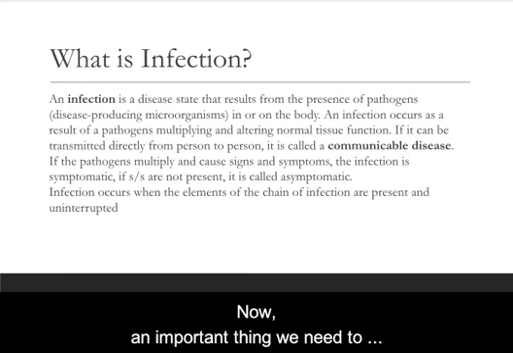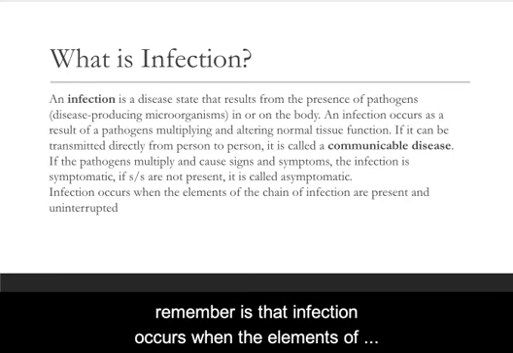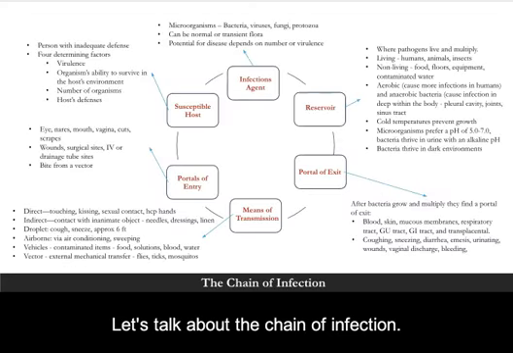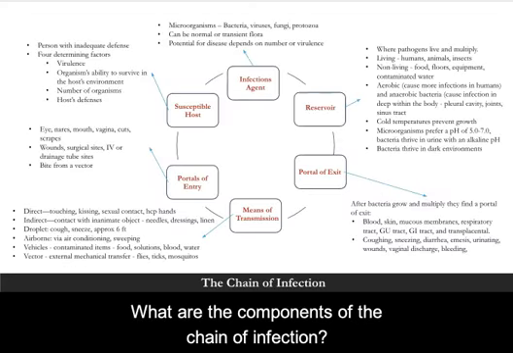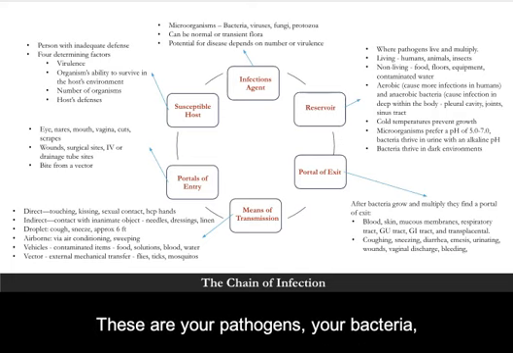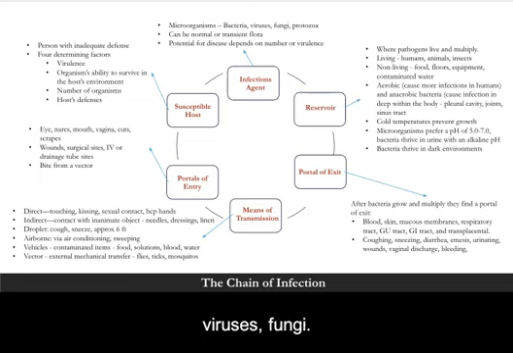Now, an important thing we need to remember is that infection occurs when the elements of the chain of infection are intact, present, and uninterrupted. Let's talk about the chain of infection. What are the components of the chain of infection? First of all, you have the infectious agent. These are your pathogens, your bacteria, viruses, fungi. It could include yeasts and molds.